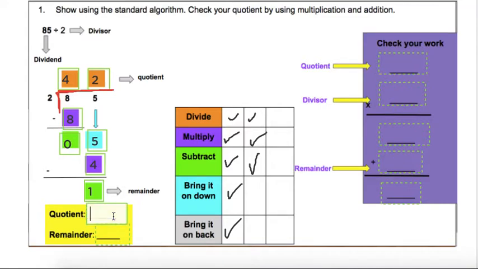What is our quotient for this problem? Good, 42. And what's our remainder? Good, 1. Now let's go check our work. We're going to take our quotient, which you already told us is 42, times our divisor. What's my divisor? Remember, your divisor is labeled for you, and it's also our smallest number in our equation.